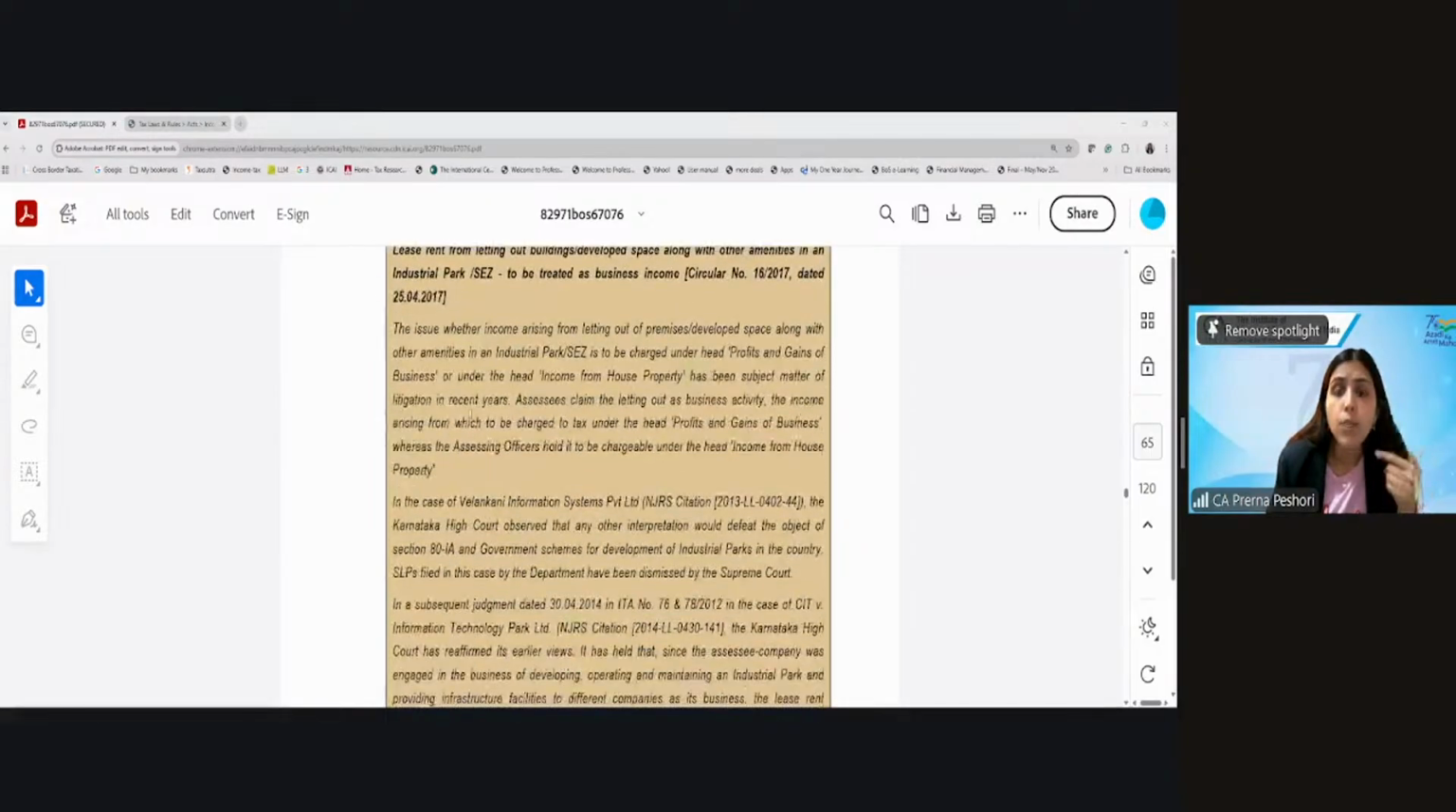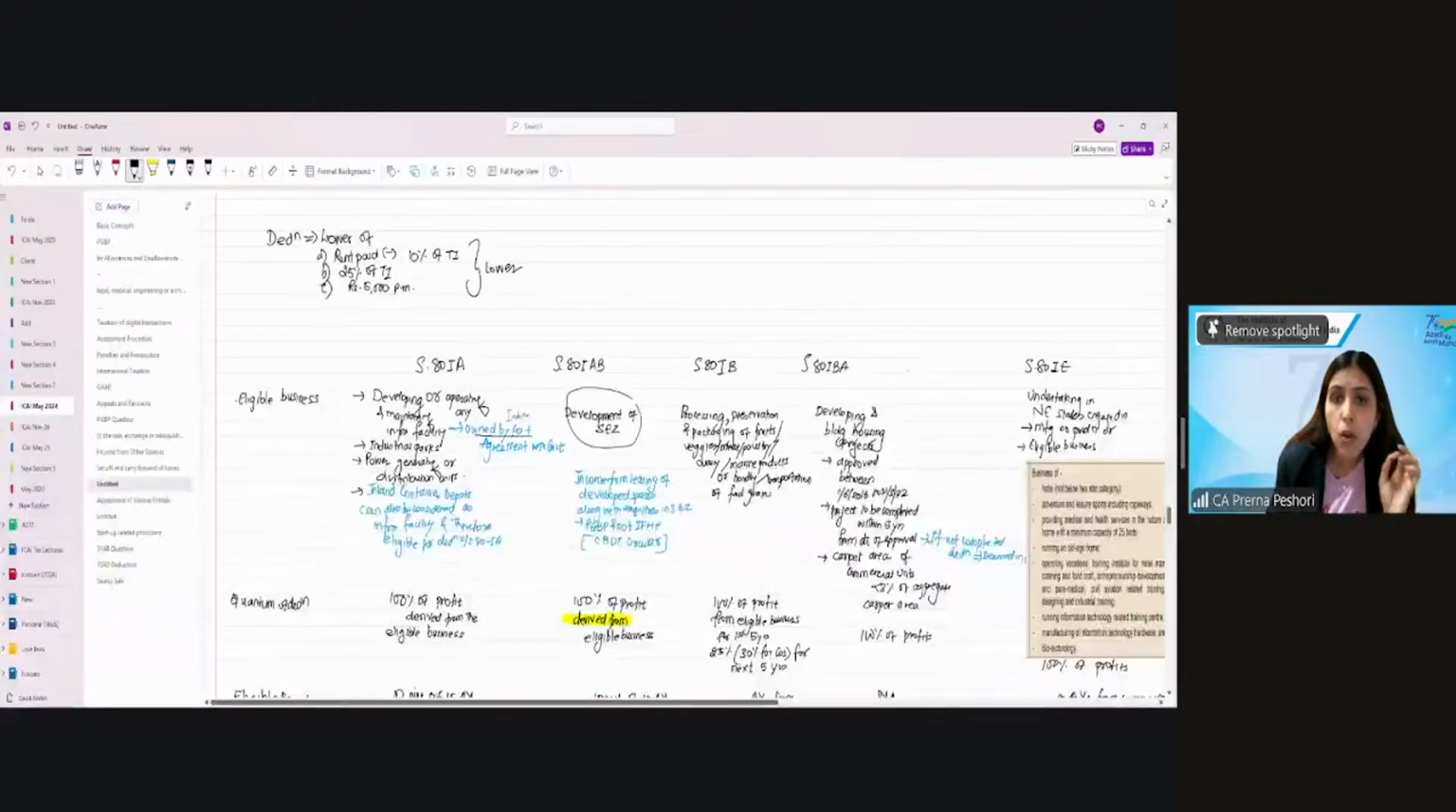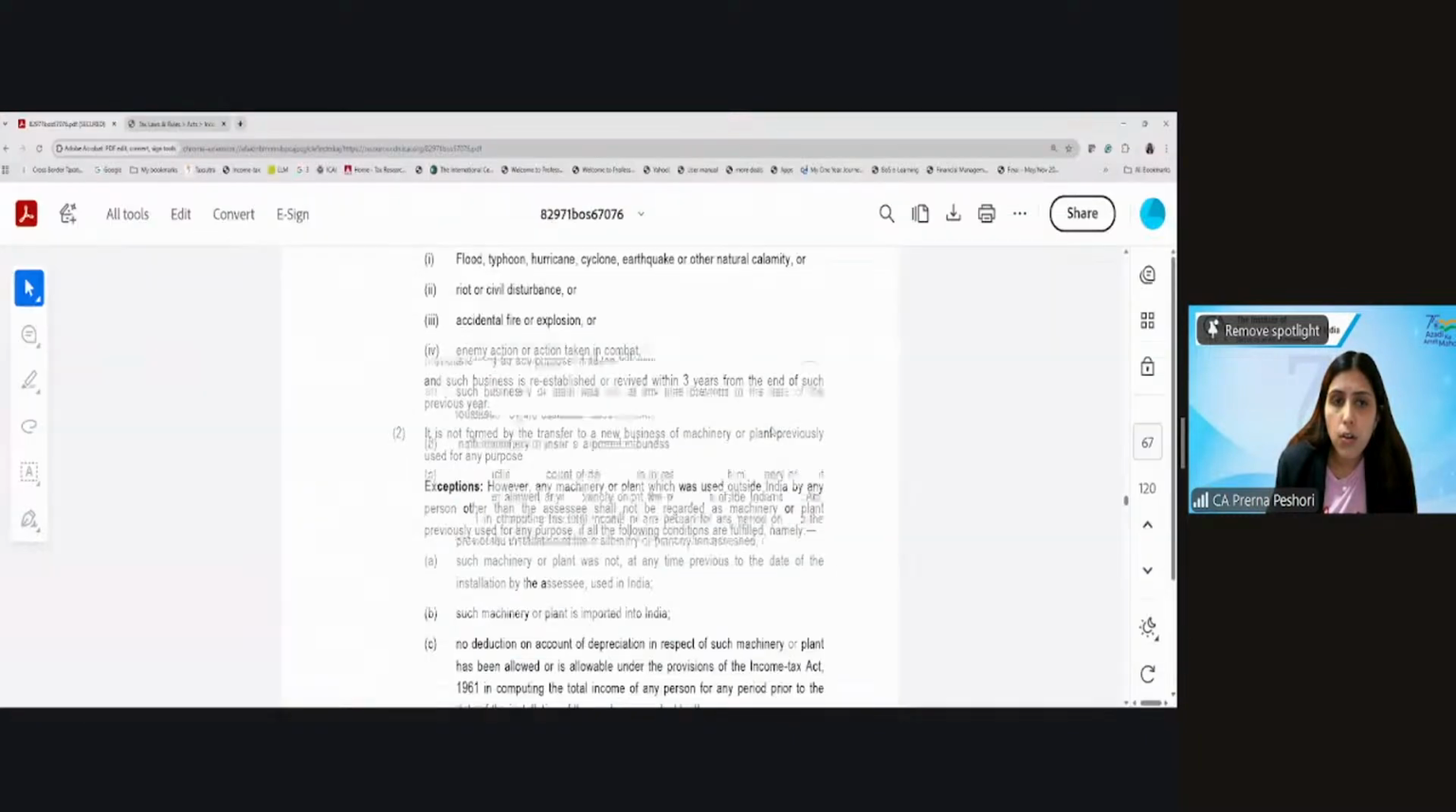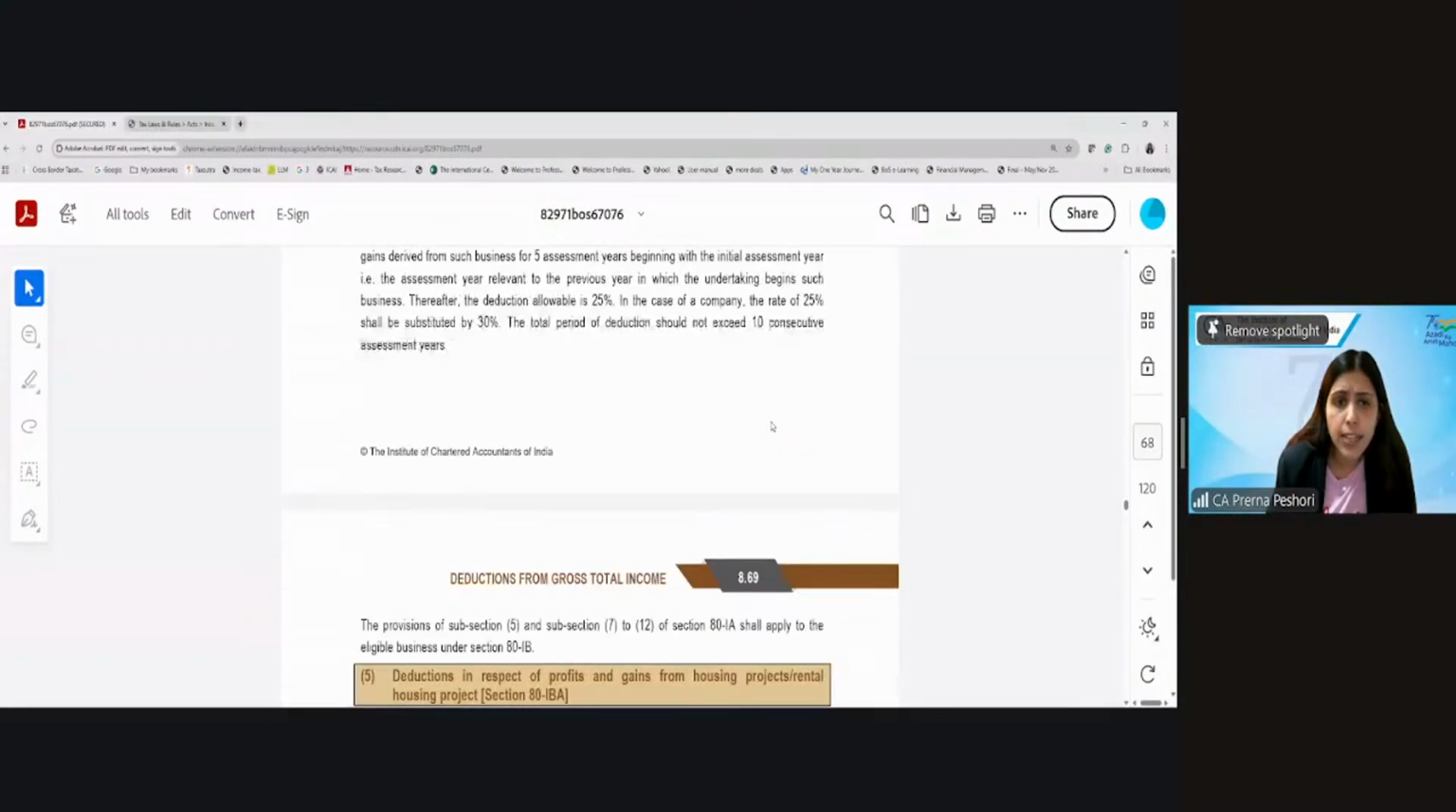So, where I am into the business of letting out the SEZ premises, it will be chargeable under the head PGBP and not under the head IFHP. That's what the CBDT circular also points out. Income from leasing of developed space along with amenities in SEZ is PGBP and not IFHP. Are we clear, students? Any question, any doubt? Okay, let's move to the next deduction.